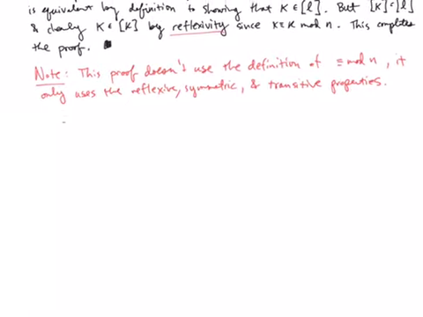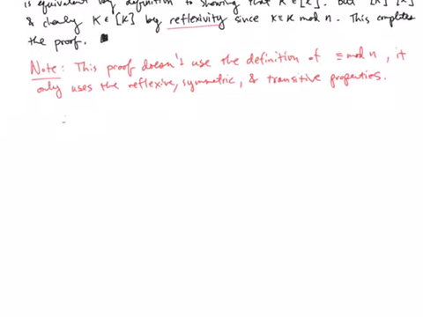Another thing that was pretty clear from the pictures above is this proposition. So let n greater than 1 be a natural number, and k and l be integers.